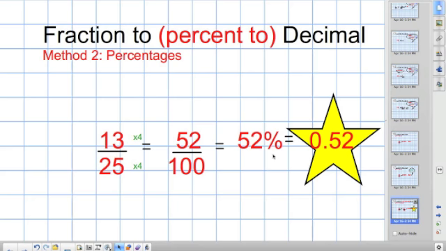The second method for fractions into a decimal is first making that fraction into a percentage. 13 out of 25, if we multiply both the top and the bottom by 100, we get 52 out of 100. Using that, you know the percentage, 52%, or we can say 0.52. We're dividing it by 100, so that decimal place, which we don't really see, is moving 1, 2 place values.